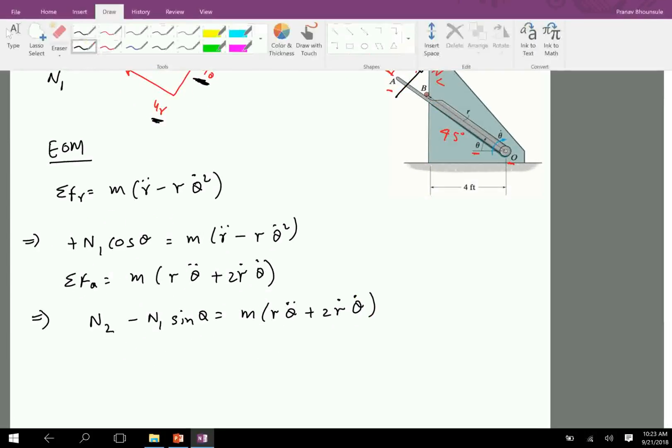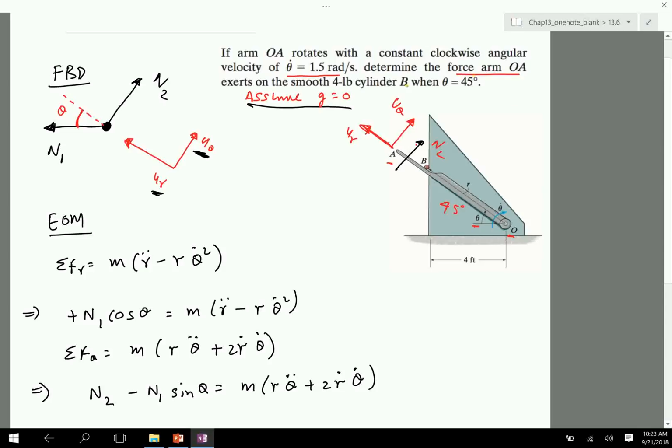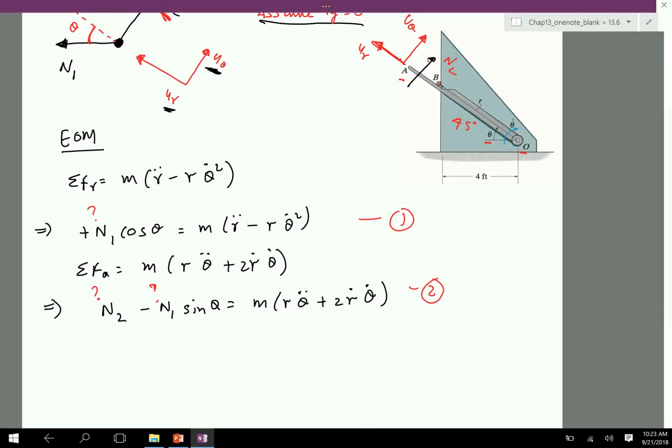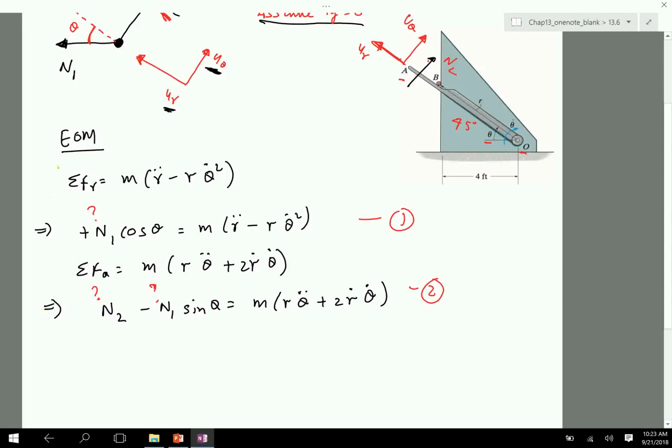Okay, so what are the unknowns? The unknown is the force which arm OA exerts on the smooth cylinder, so that's N2, right? N2 is unknown. In this equation, N1 is also unknown. I'm not being asked to solve for it, but it's an unknown in that equation. So I have two equations. If I can solve for the other things, r dot and so on, then I can actually find N1 and N2. So let me try to find r, its derivatives, and theta and its derivatives.